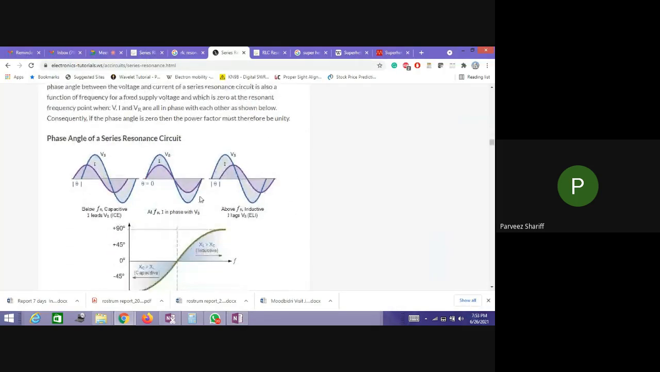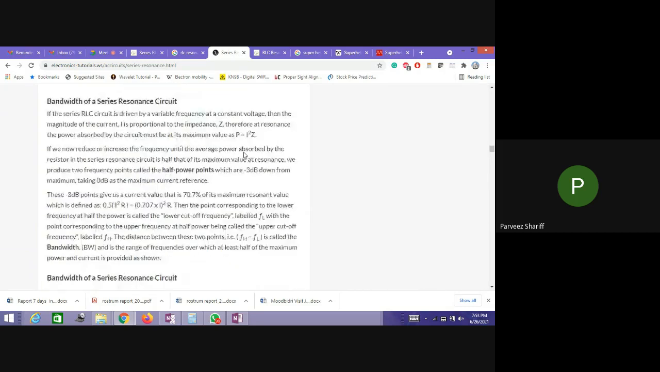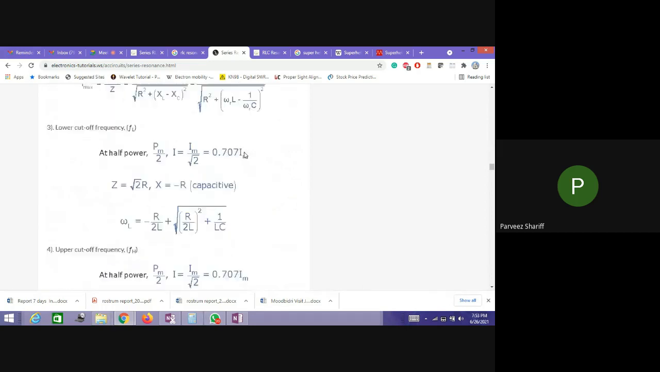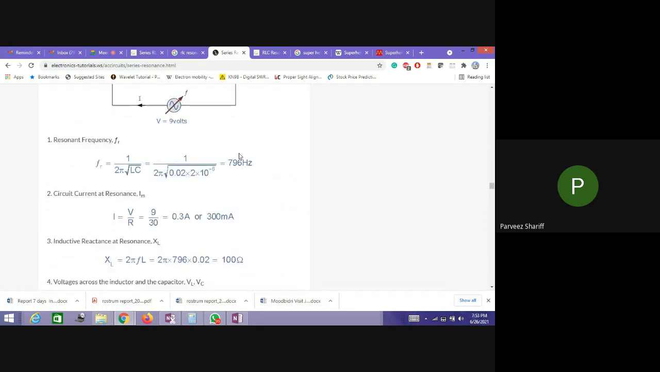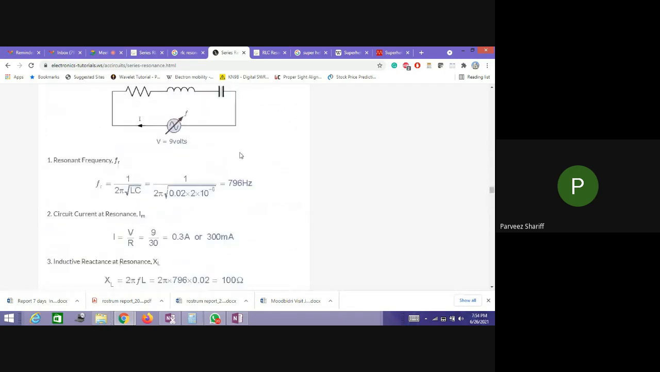Similarly, now if you see the phase angle across the inductor and capacitor, this is the resonance frequency point, and below that it is capacitive. At the capacitive side, the current is leading by 90 degrees, and beyond this point, FR, the current is lagging by 90 degrees. So this is the graph which you can see here, just for understanding. The remaining things about the Q point I'll skip, as that will make it a little complex for you. It defines the quality factor.